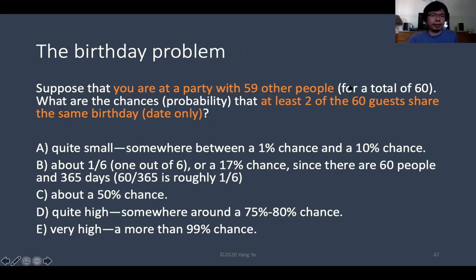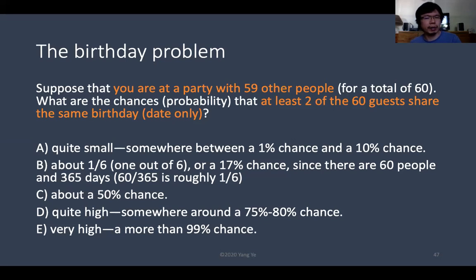Let me just show you a very simple example, the birthday problem, right? And this is an interesting probability question. So suppose that you're at a party with 59 other people, so for a total of 60 people. What do you think are the chances that at least two of the 60 guests share the same birthday? And by same birthday, I mean the date only, like you have the same date.